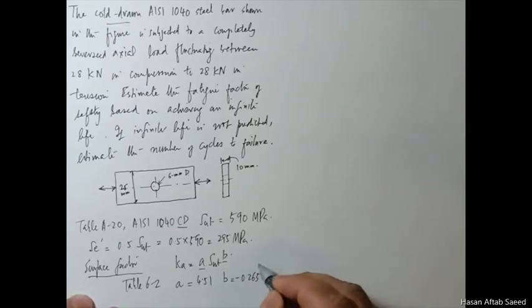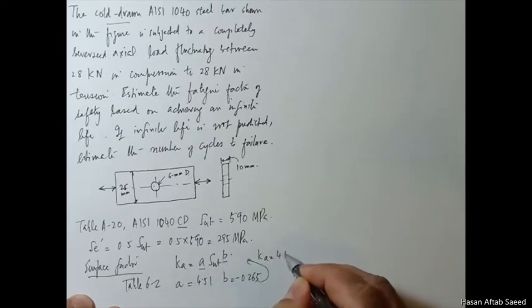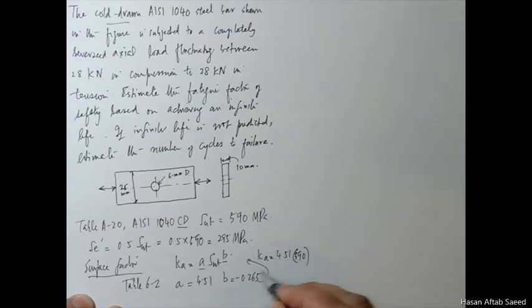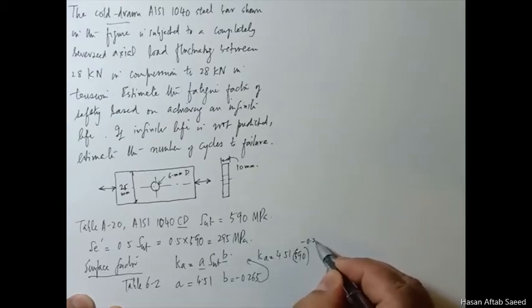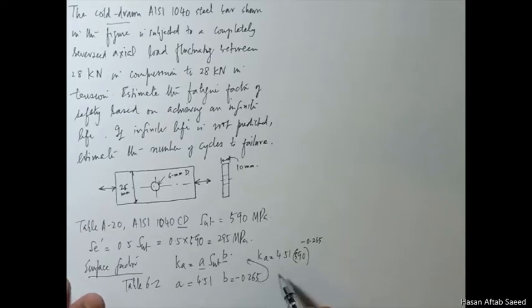Now putting these values here, Ka is equal to 4.51 times Sut, which is 590 from here, to the power minus 0.265. So this Ka turns out to be 0.83.